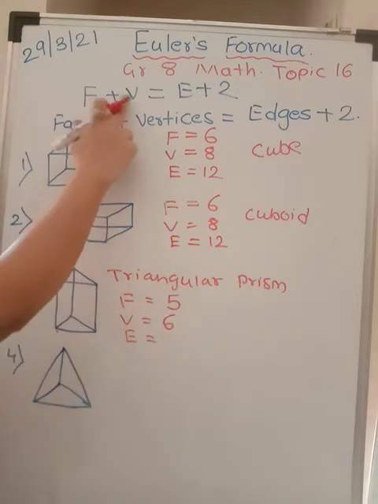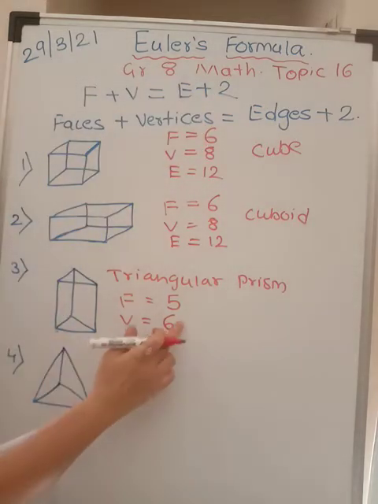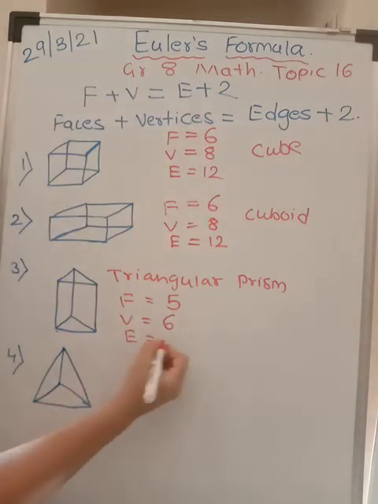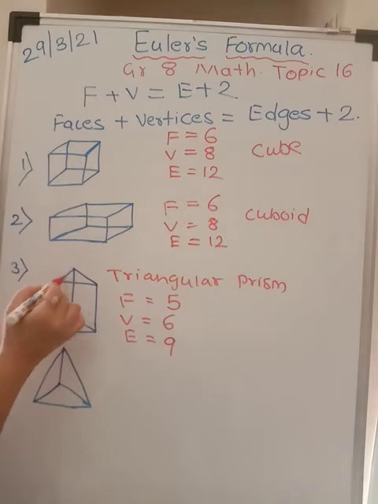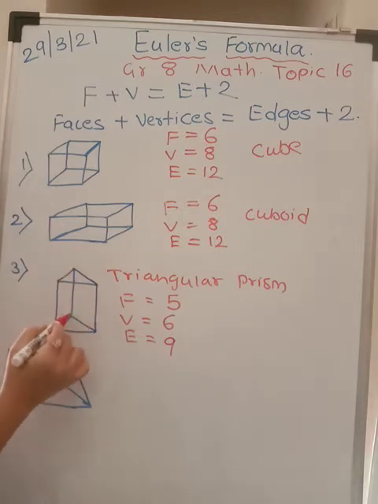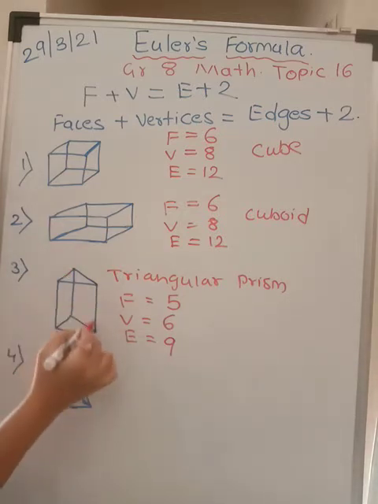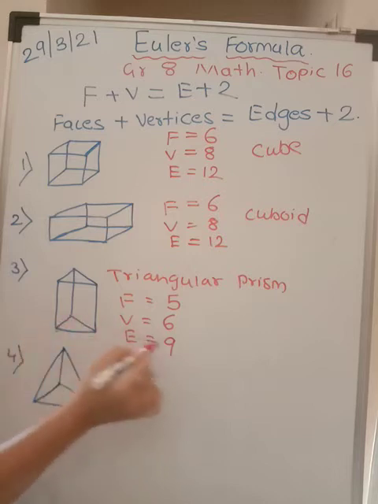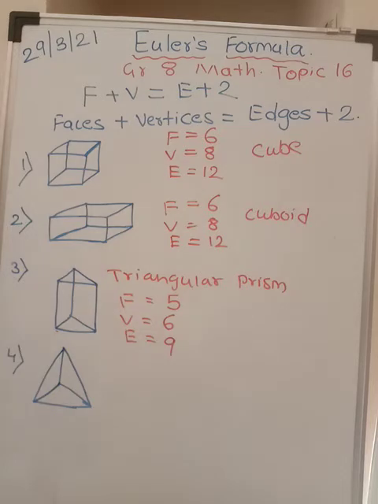Edges will be: add these 2 and from that subtract 2. 6 plus 5 is 11. 11 minus 2 will be 9. Calculate. See, 1, 2, 3. This is 4. Okay. 5, 6, 7, 8 and 9. 9 are edges. Alright. Now next, this is the triangular prism.